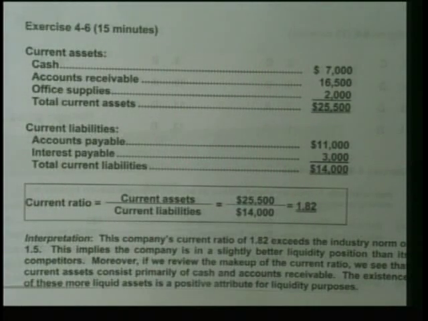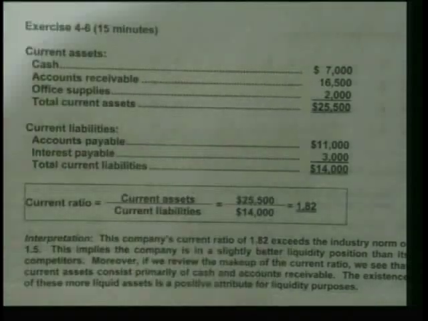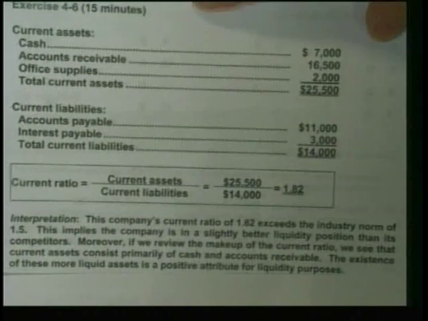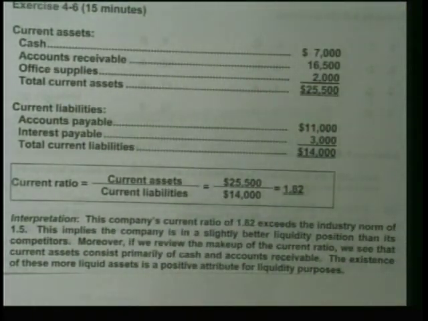Now the industry norm, it says, is 1.5, right? So just looking at that measure, we can see that it exceeds that, which is good. Slightly better position. Remember what the current ratio measures. Does it measure a company's profitability? No. It measures a company's ability to pay its short-term debts in the near future, right? So if you got that classified balance sheet, you probably got that right.